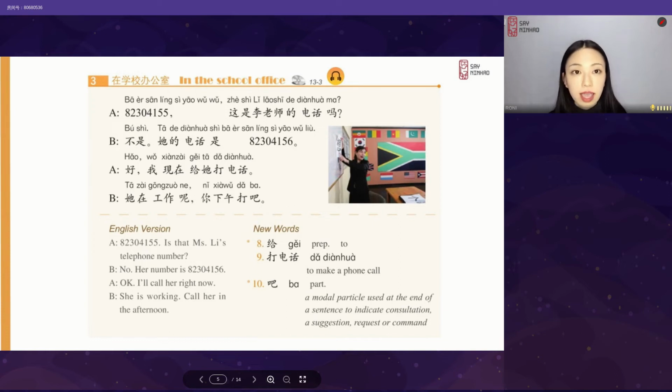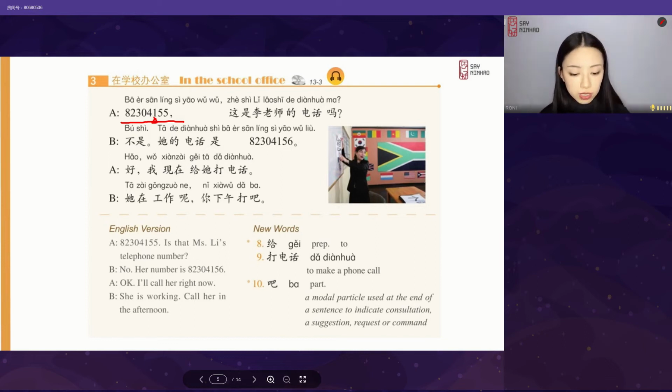Let's see the text. I will read it and please listen carefully. 82304155，这是李老师的电话吗？不是，他的电话是82304156。好，我现在给他打电话。他在工作呢，你下午打吧。Okay, let's see it. So first, it's a bunch of numbers. We can see there are 8 numbers. 82304155. And please pay attention to this part. How did I read it?